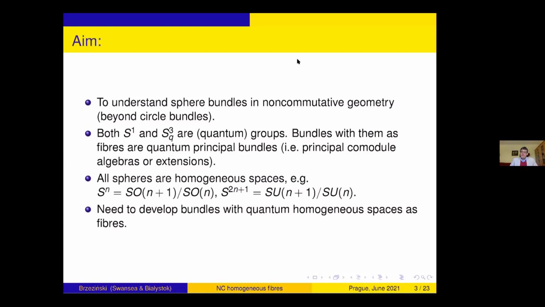Now, if we want to look at spheres, then we can interpret spheres as quantum homogeneous spaces. In classical geometry, as is well known, you can see Sn as SO(n+1) by SO(n) as a quotient space. The odd dimensional spheres can be seen as SU(n+1) over SU(n). So the upshot of this is that we would like to look at an algebraic framework in which we can study quantum homogeneous bundles with quantum homogeneous spaces.